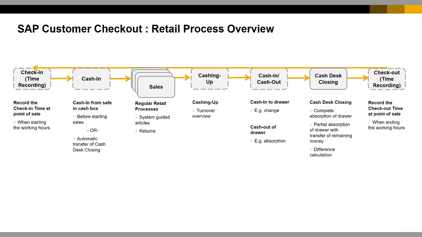When he is done with his day, he will start the day end closing process. In this, he will count the money. Maybe he finds some difference or maybe everything is matching for him. He does the day end closing and then he will do time recording so that he can check out to say that he has finished his shift. Now this process, we will see in customer checkout in the retail mode of the user interface.